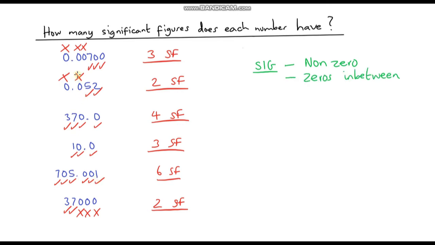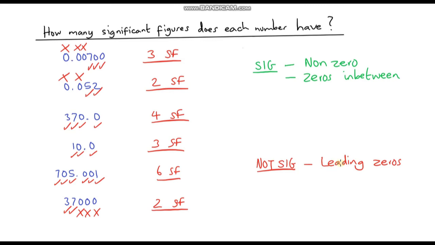Now let's think about the leading zeros, so the zeros before the first non-zero number. These first zeros were all not significant, and that is always the case. So any zero before our first non-zero number is always not significant. So let's write that down. We've looked at non-zero numbers, zeros in between non-zero numbers, and also leading zeros.